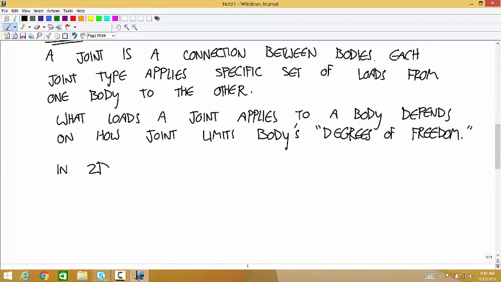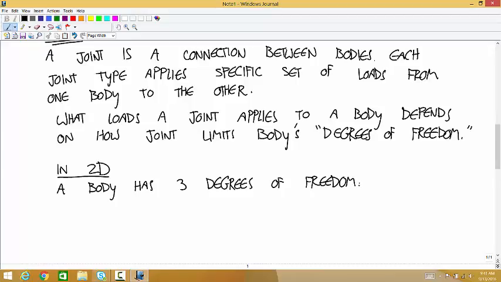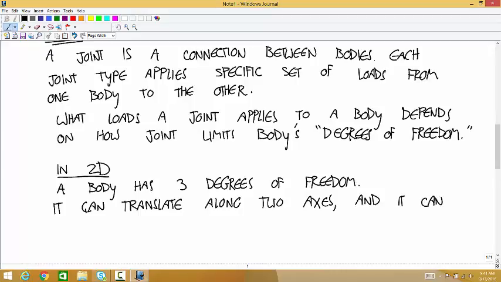In 2D, a body has 3 degrees of freedom. It can translate along 2 axes and it can rotate about the z-axis.